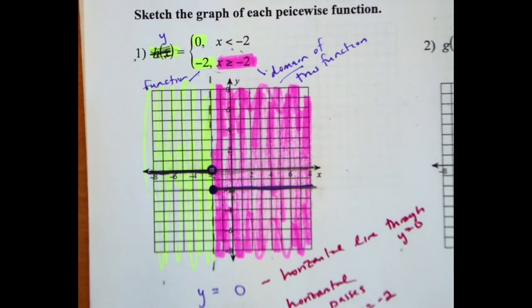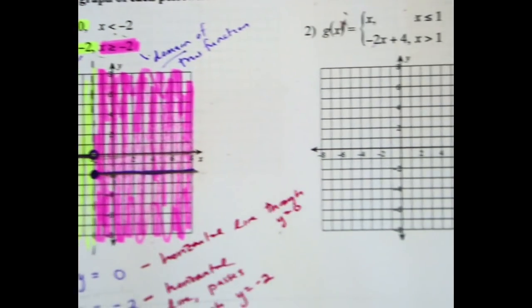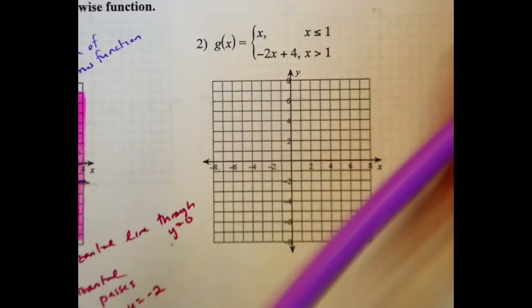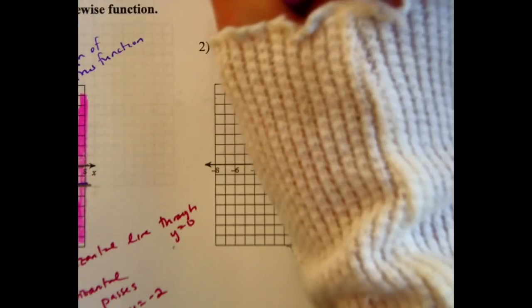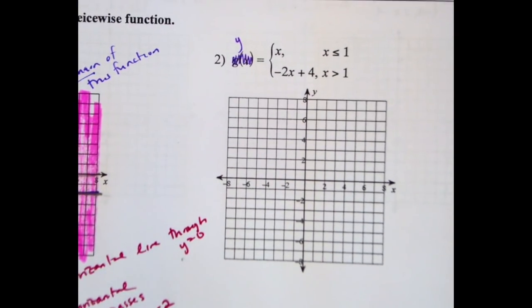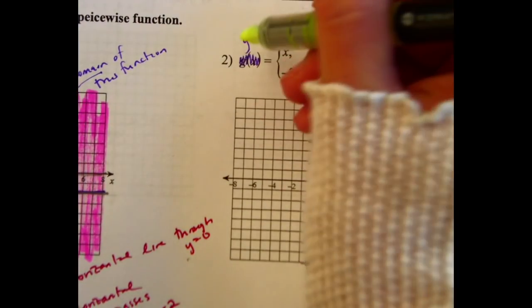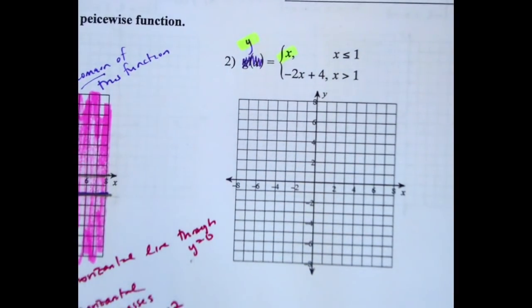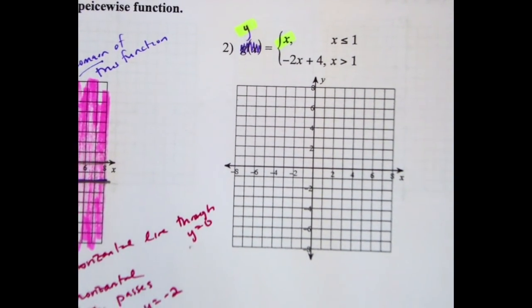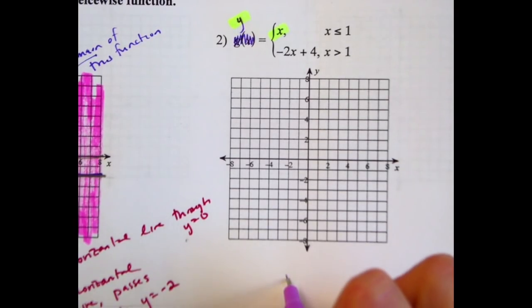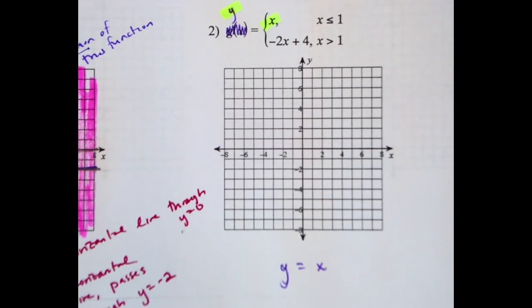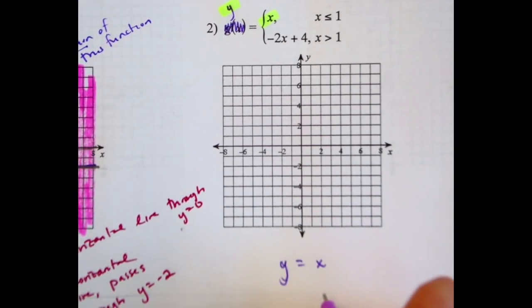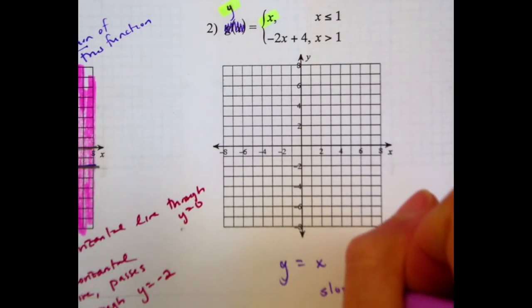Okay, I don't want this video to get too long, so we're going to quickly move on to the next example. My equations look a little bit more interesting in this example. I'm going to go ahead and replace g of x with y. I'm going to graph my first function, which is y equals x. The slope of this function is 1.